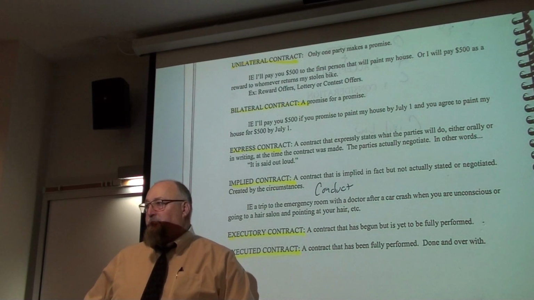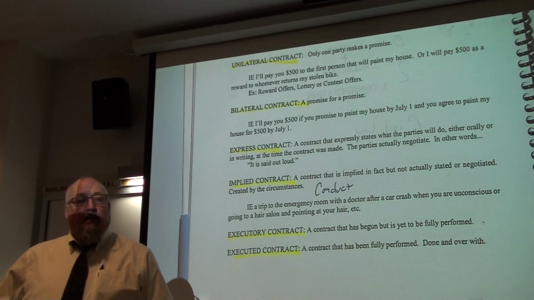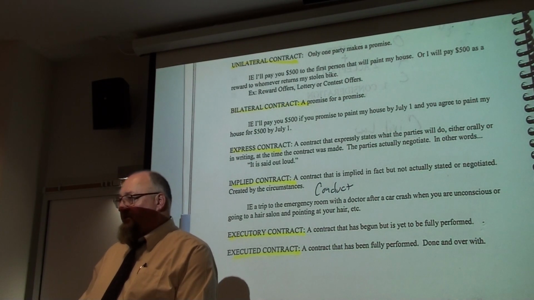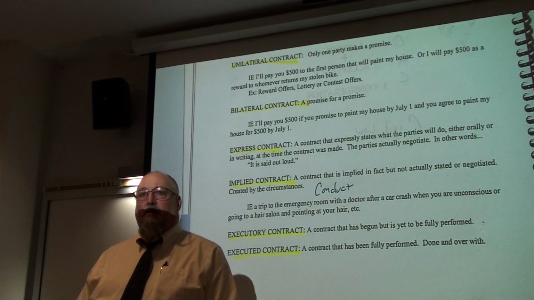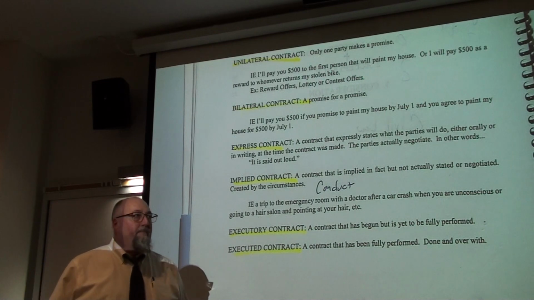It's called unjust enrichment. And so the idea is that an obligation to pay is created by the circumstances, by my conduct, by the benefit I received. That's what we mean by an implied contract. So I want you to be able to differentiate between the two.